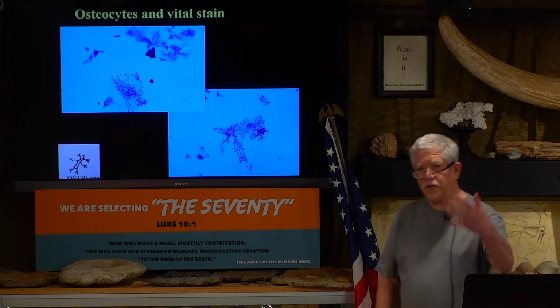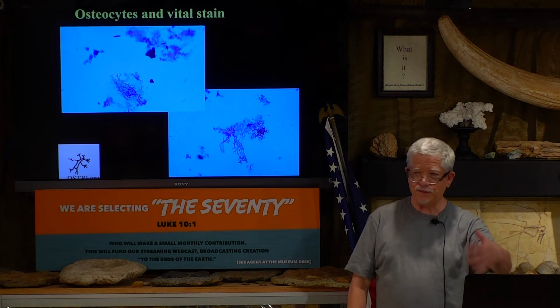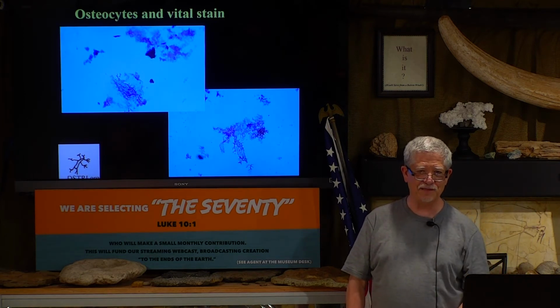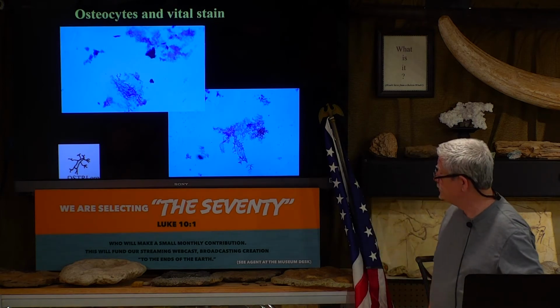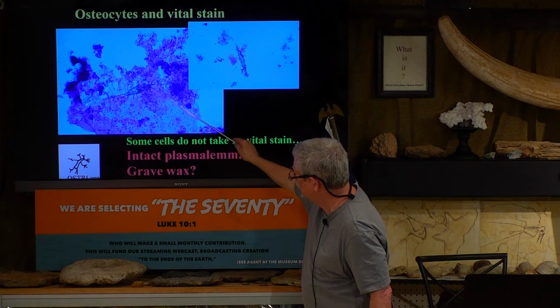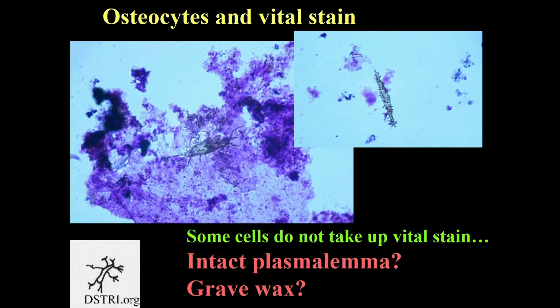So there's all kinds of stains that I can test with in the laboratory, and every single test we've done has shown these are behaving like normal tissues. So we've got normal tissues. And here's an example of some cells that don't take up the stain. See, it's purple here and not here. And why is that? Some of these cells don't take up the stain.